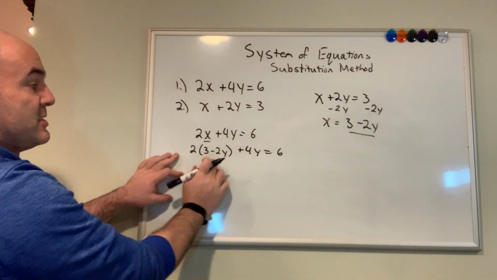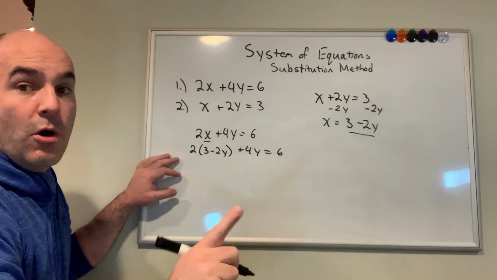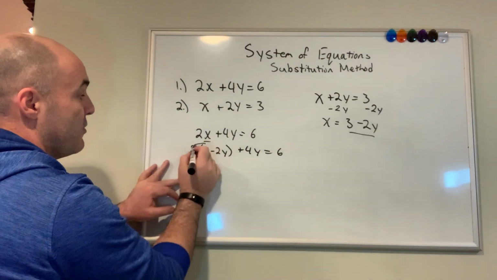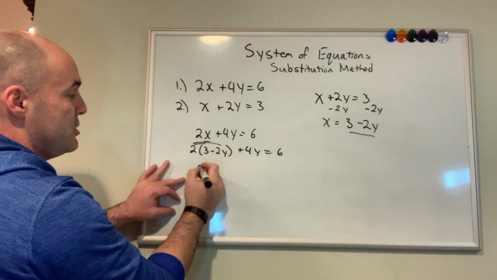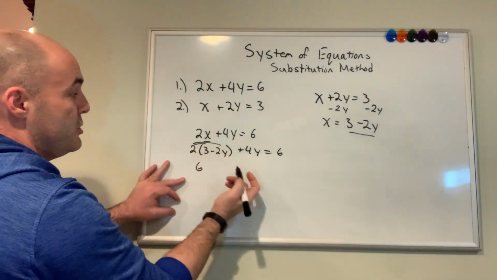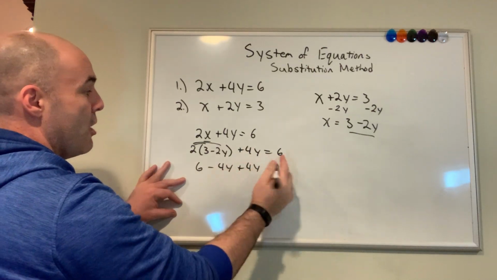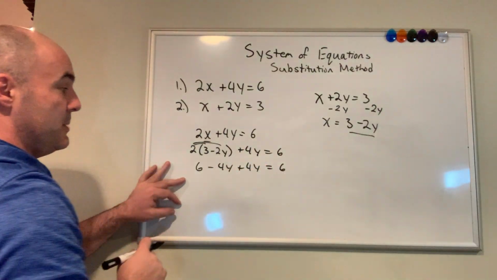Okay, so now I've subbed in. I'm now working with the equation in just one variable. So we're going to go ahead and solve for that variable. We're going to solve for y. We'll distribute in, and 2 times 3 is going to give me 6. 2 times -2y is -4y. Plus the 4y already on the outside, and that's going to be equal to 6.